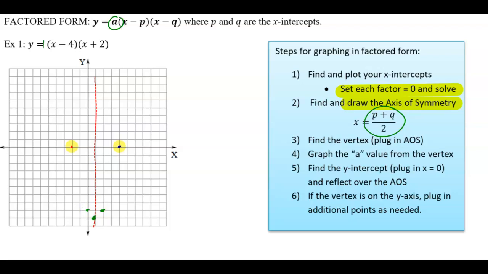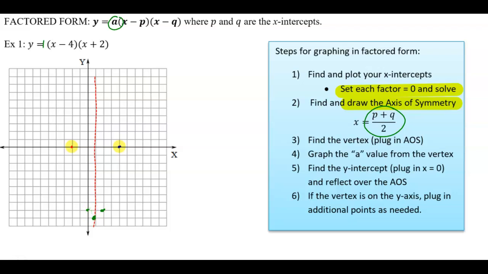We know if the a value is greater than 1, it's a stretch. And if it's a fraction or decimal less than 1 in between 0, then it's compressed. So this one was neither. And by doing that, we actually just found the y-intercept. We found that it actually crosses the y-intercept at negative 8.